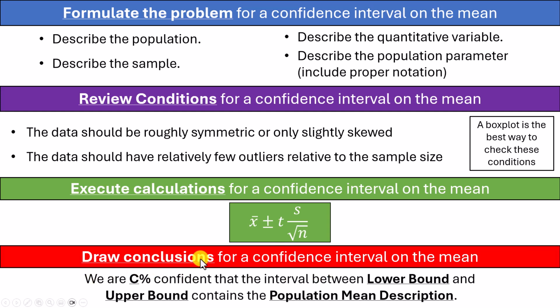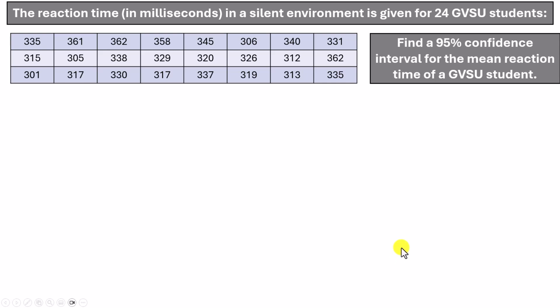We are C% confident that the interval between our lower bound and upper bound contains, and then we will describe our population mean. So let's go ahead and look at an example. And this example is from page 235 of the Grand Valley textbook.